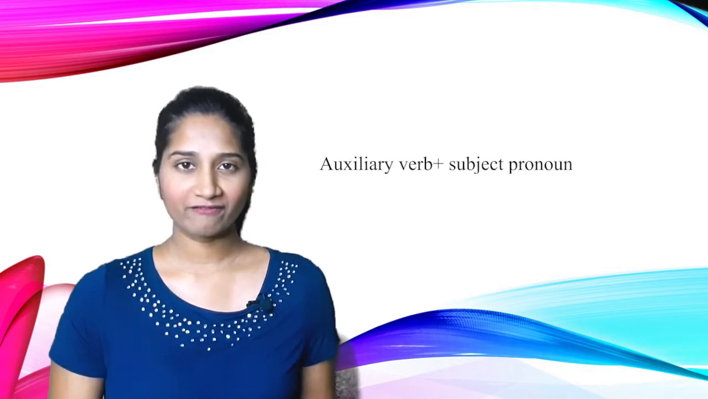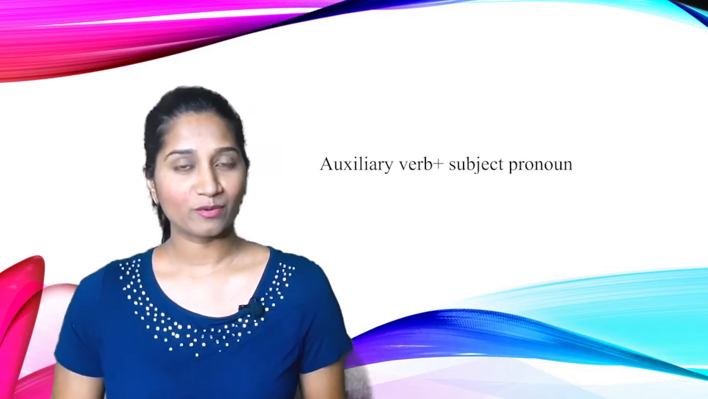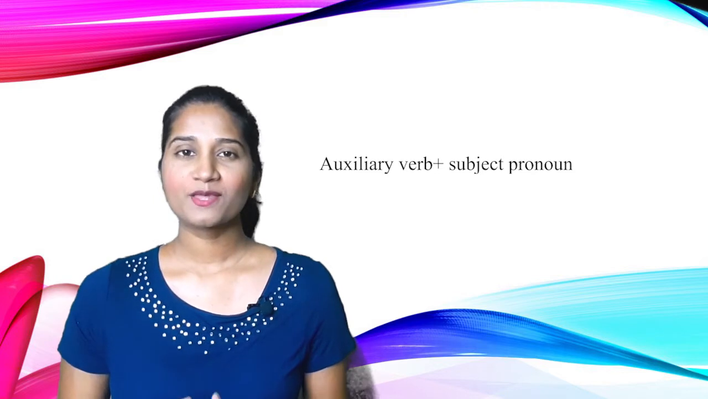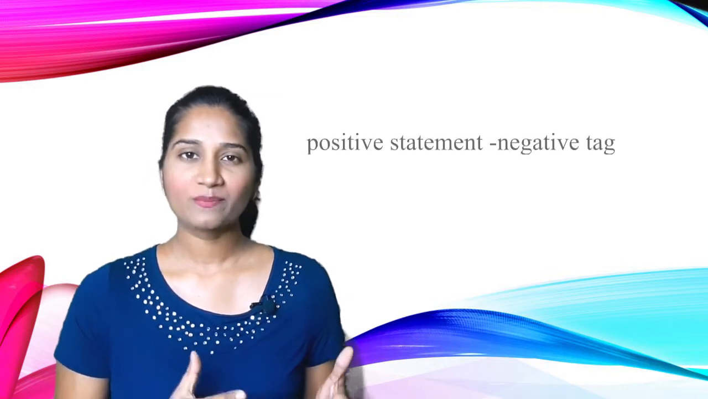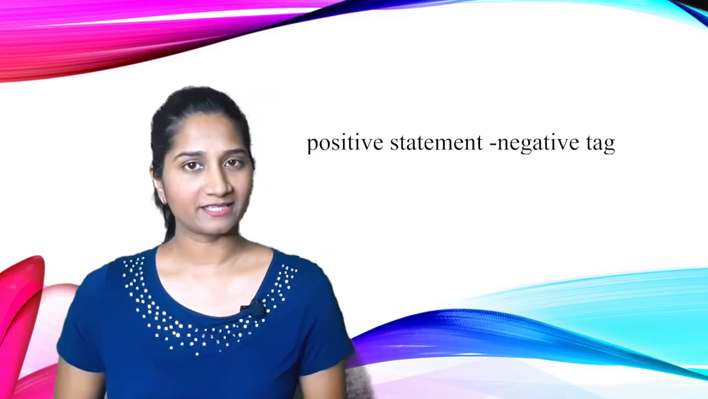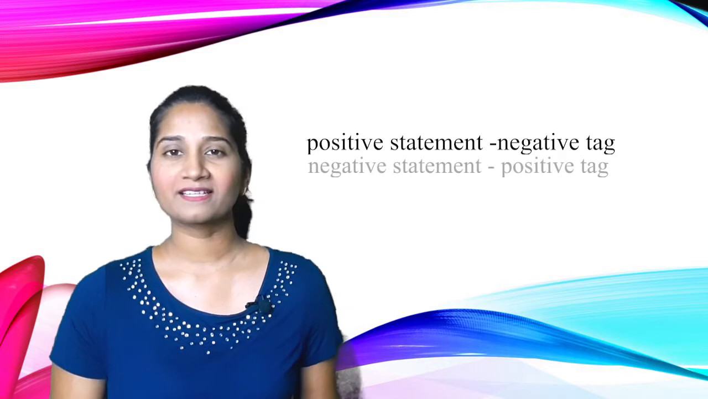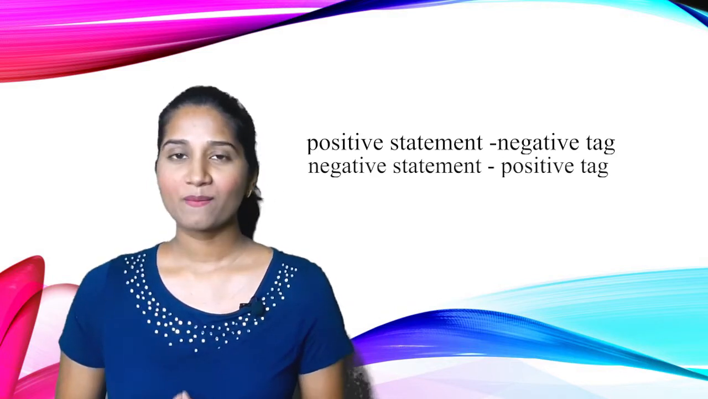Now let's look at the structure of a tag. Like I said earlier, it's very easy to form a tag. A question tag is formed using the auxiliary verb, also called the helping verb of the statement, plus the pronoun for the subject in the statement. Note that if the statement is positive, the tag will be negative. And if the statement is negative, the tag will be positive.